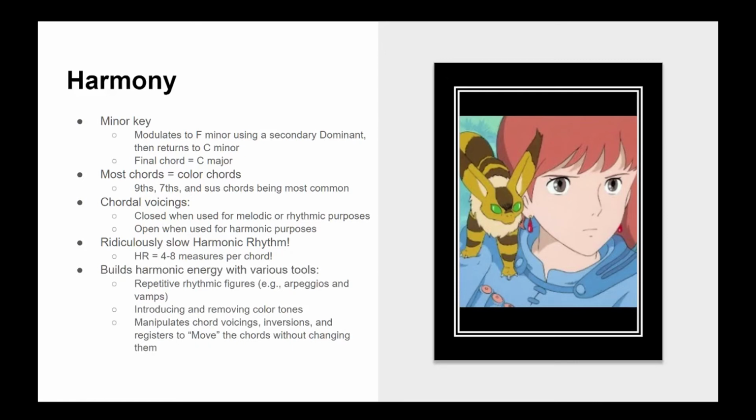Like the previous pieces, he uses rhythmic figures like arpeggios and vamps to help the harmony feel like it's still moving. He also relies on the strategy we've seen in the previous pieces, where he introduces and removes color tones to fake a faster harmonic rhythm. Finally, he implements a new strategy in which he manipulates the voicings, inversions, and registers of the harmony to once again fake a harmonic rhythm. In these instances, the chord remains the same, but the inversion type and shift in the register of specific chordal tones help it to sound as if there's still forward momentum in the harmony.